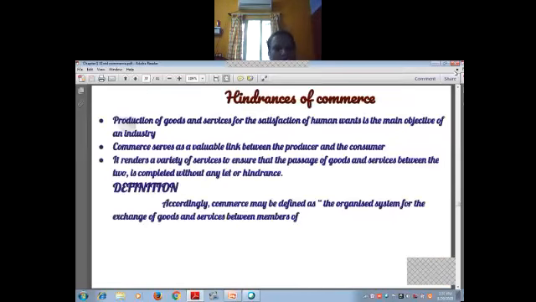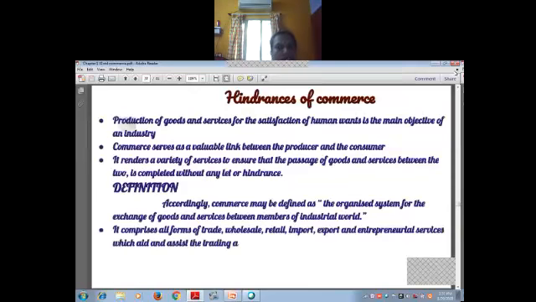Production of goods and services for satisfaction of human wants is the main objective of industry. Commerce serves as a valuable link between the producer and the consumer. It renders a variety of services to ensure that the passage of goods and services between the two is complete without any let up or hindrance.